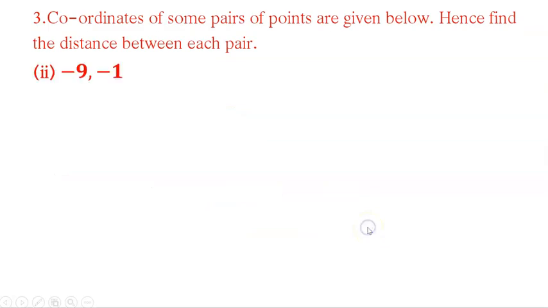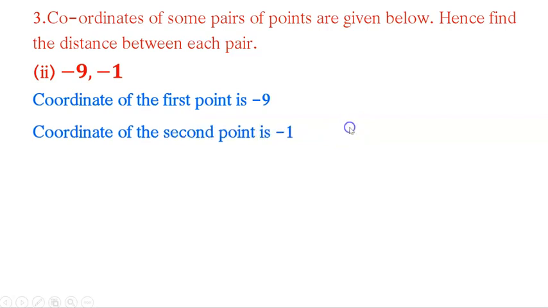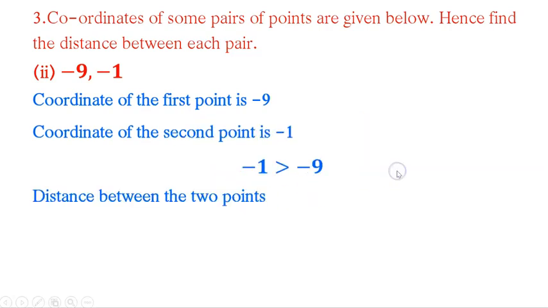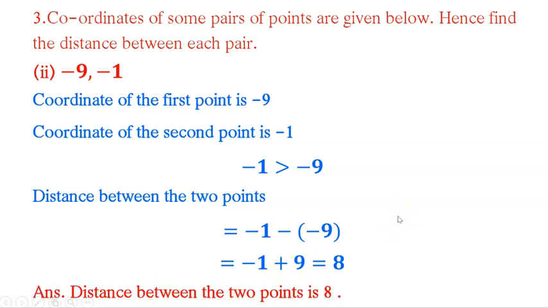Now the next: minus 9, minus 1. The coordinate of the first point is minus 9. The second point is minus 1. Minus 1 is greater than minus 9. Distance between the 2 points is minus 1 minus in bracket minus 9. This minus and minus will become plus. Minus 1 is greater than minus 9, therefore we will subtract minus 9 from minus 1. Minus 1 plus 9 is equal to 8. And hence, the distance between the 2 points is 8.